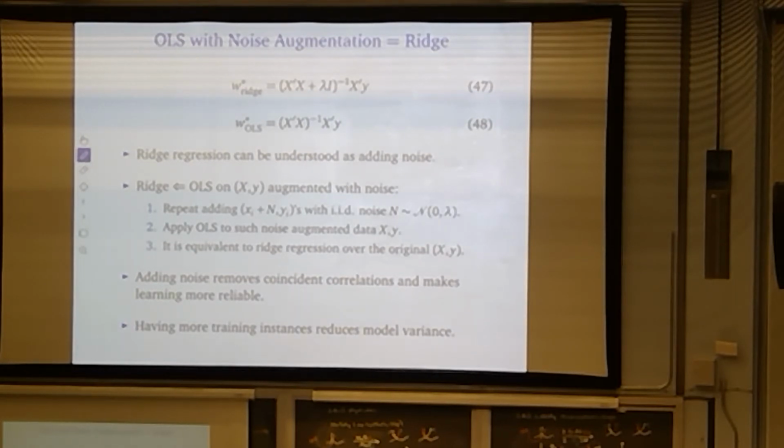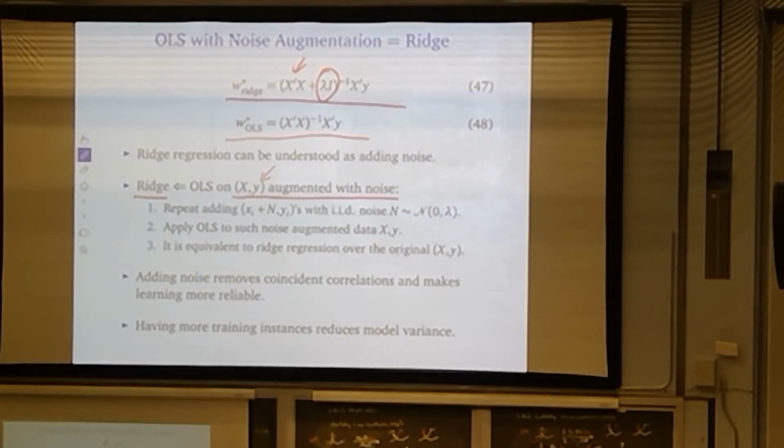So this is another view of this. For ridge regression, we have this view. This is derived assuming X is noiseless. OLS has this solution, right? So why do we have this lambda? Why do we add this lambda to it? From this derivation, we can understand that ridge regression is equivalent to ordinary least squares regression on the original data augmented with noise.